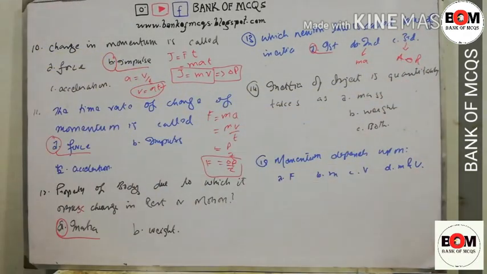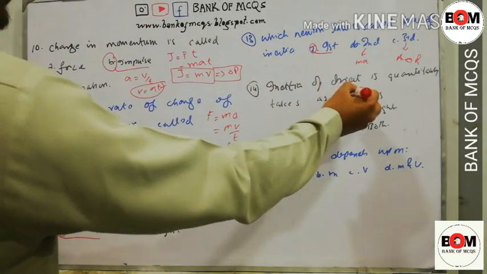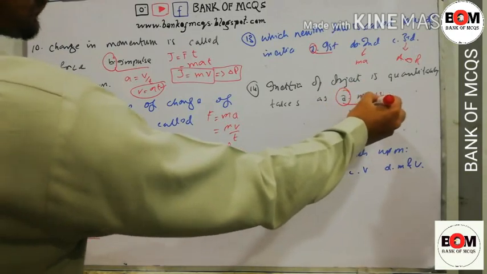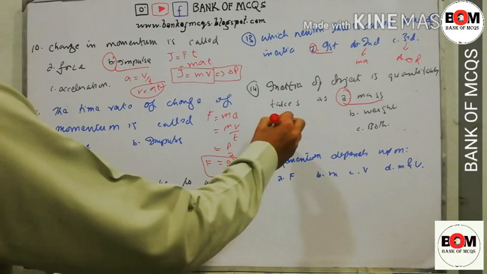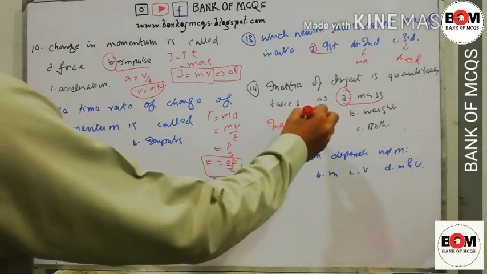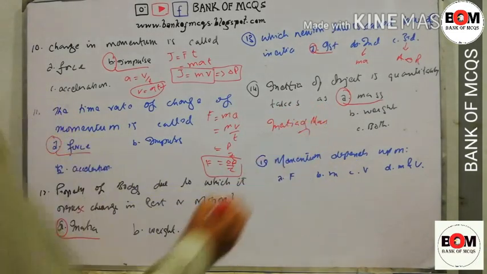Inertia of a body is quantitatively taken as mass, weight or both. So inertia of a body is quantitatively taken as mass, and it is totally dependent on mass. Greater the mass, greater the inertia.